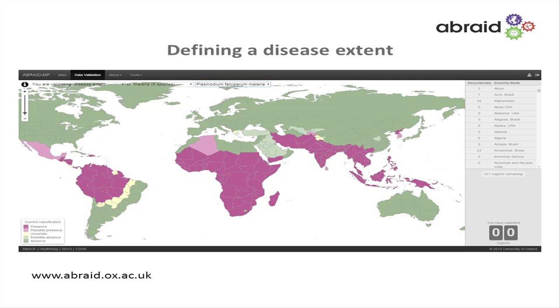The areas in dark purple are known presence of this particular disease, light purple possible presence of the disease, the yellow areas are uncertain, the light green are possible absence, and the dark green are known absence of the disease. And we obtain this extent through a combination of the data that's been validated that helps inform whether the disease is present in a particular area, and expert opinions.